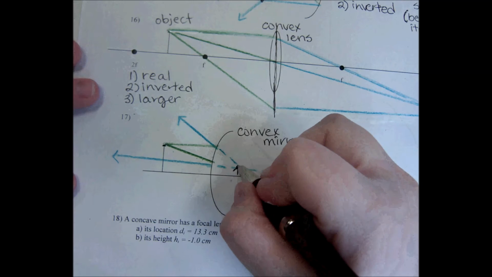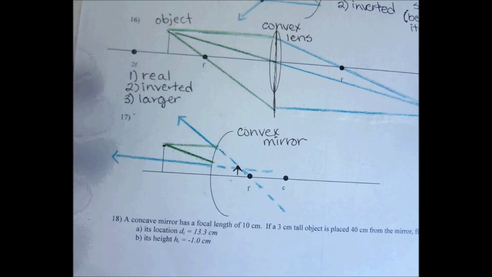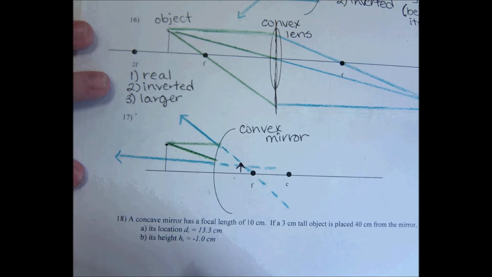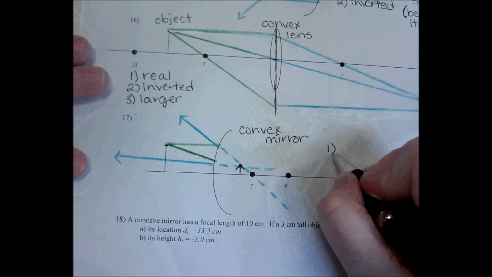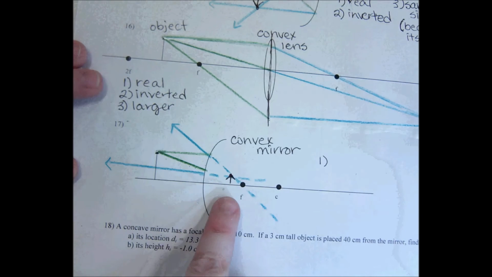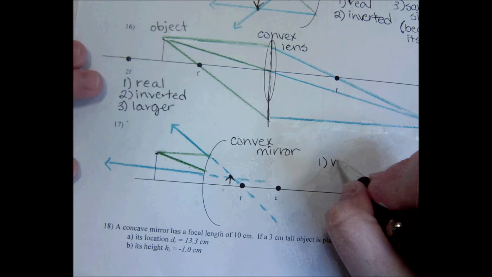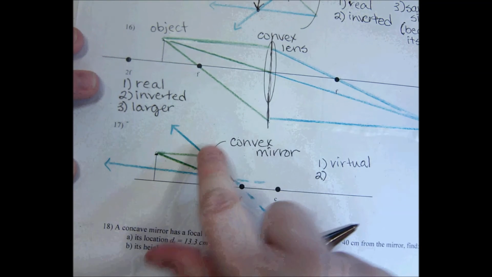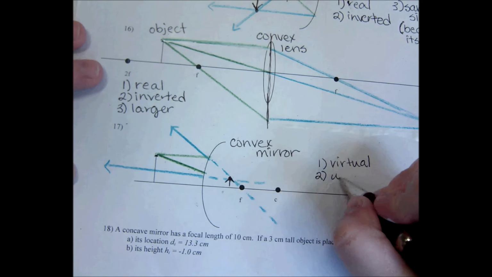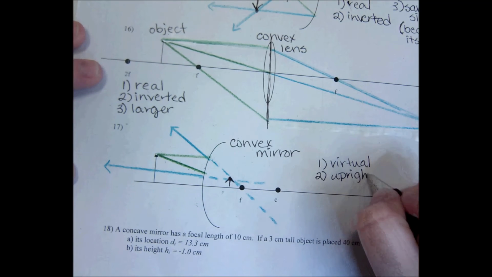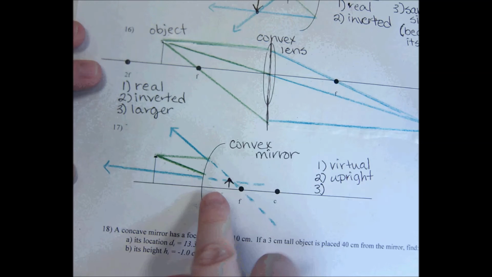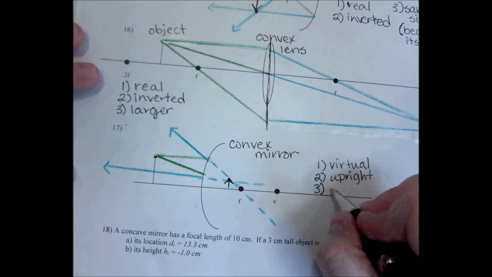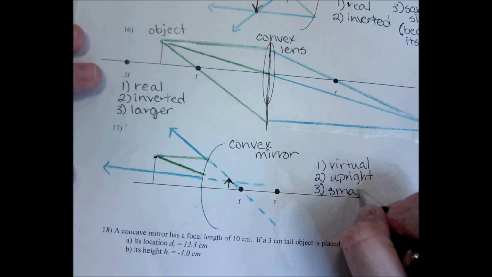You always draw from the intersection to the axis, and the intersection is always the tip of the arrow. So this is a very different image than any of the others. It's behind the mirror, so it's virtual. The intersection is above the axis, so it's upright. And it is distinctly shorter than the object, so it is smaller.